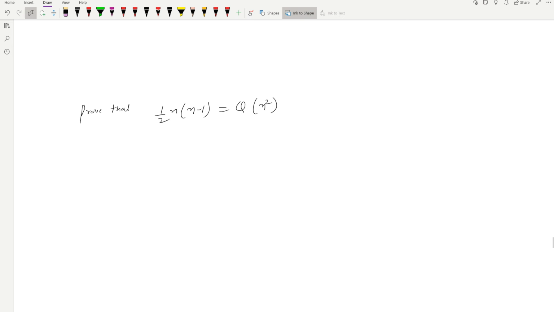Okay, let's see asymptotic notation examples. We have to prove that this particular function f of n is equal to theta of n square. So what is theta? Theta notation is the average case.